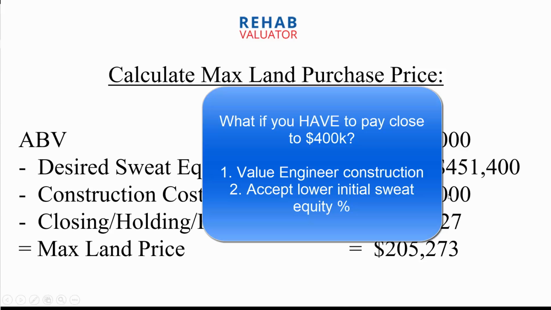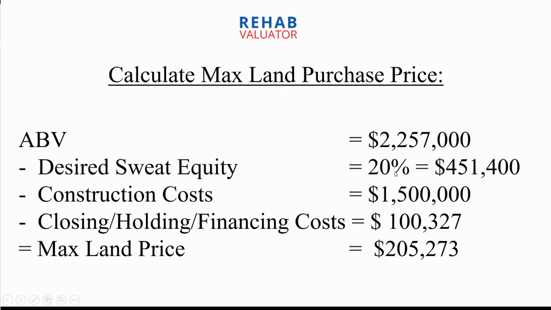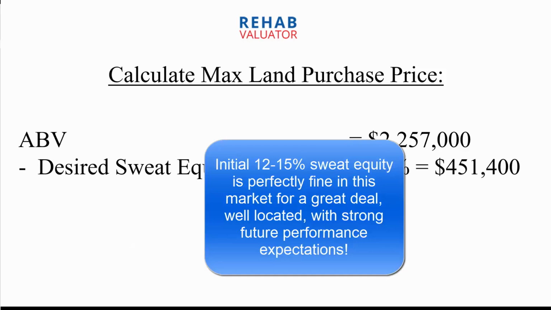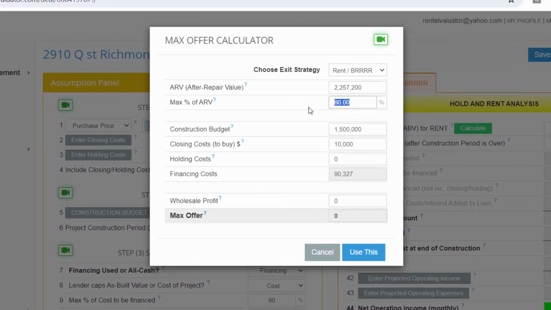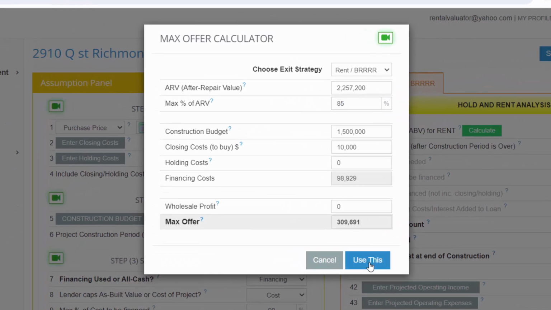Well, again, maybe you can value engineer the construction and build it cheaper. Maybe you're willing to accept less than 20% sweat equity initially. We do some projects right now where my initial sweat equity in the project is only 12 to 15%, and I'm okay with that because it's still wealth that I'm creating, right? So maybe this 20% becomes 12% or 15%. You could probably pay $350,000 for that land. If we go back to our max offer formula and then we say, I'm willing to accept 85%, meaning I'm okay with 15% sweat equity, well, now I can pay $310,000.